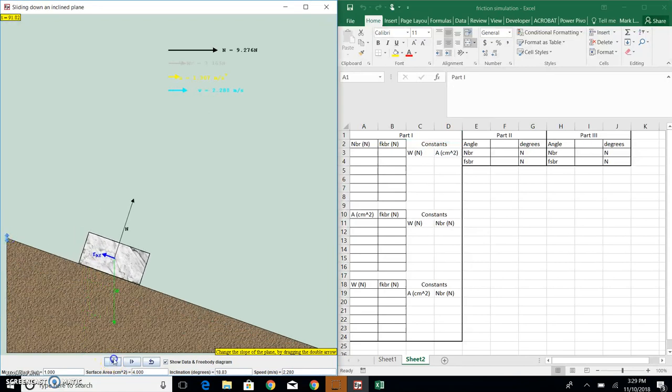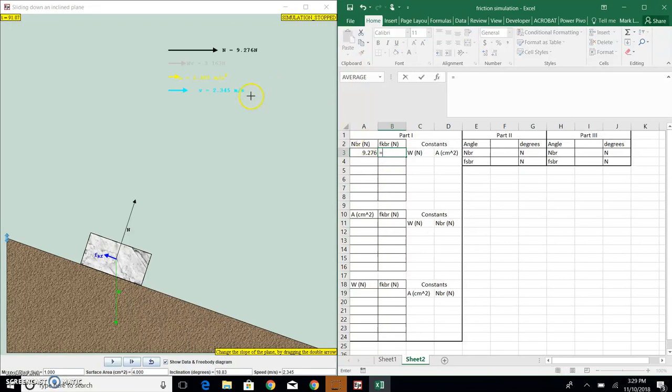But what you're going to do is you're going to be varying the normal force. So you put it up here, and you can pause it if you want, and it tells you what the normal force is. So you'll record that normal force. And you'll also record the friction. And the friction is going to be equal to the x component of the weight. I should say the net force is going to be equal to the x component of the weight minus the friction. So if I want to find the friction, I'd need to take the x component of the weight minus the net force.